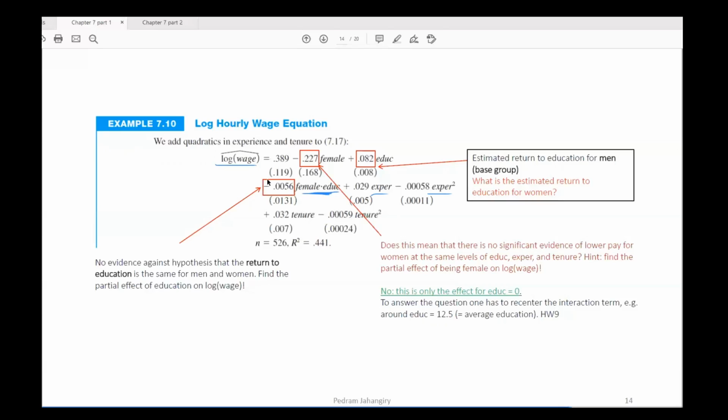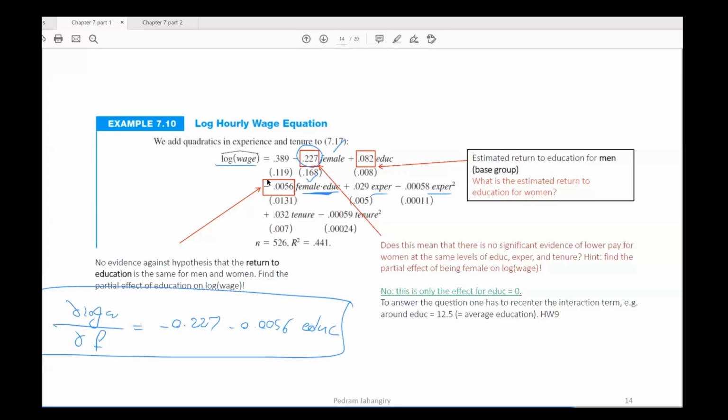So if I ask what is this number, you have to take the derivative with respect to female. So, log wage derivative with respect to female. What do I have? Minus 0.227. Where else do I have female? Here. So minus 0.0056 multiplied by education. Do I have female anywhere else? No. Now I can interpret that.